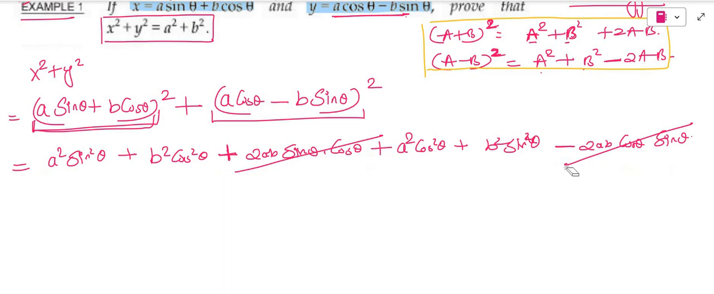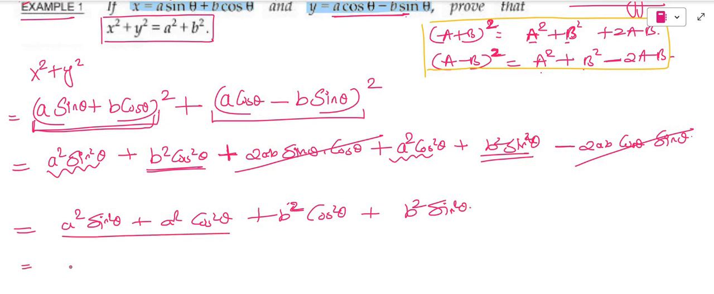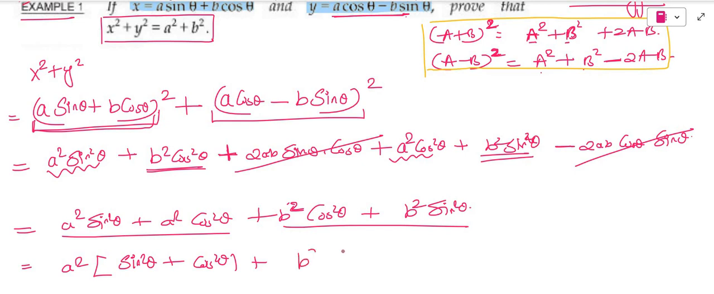Yes or no? Okay. Can I combine these two, this and this? है ना? We can write it together. So let me write a square sin square theta, a square cos square theta. ठीक है? Now I can combine these two, this and this. So b square cos square theta plus b square sin square theta. Can I take this a square common? So this is sin square plus cos square. Here can I take b square common? So I am getting cos square plus sin square.